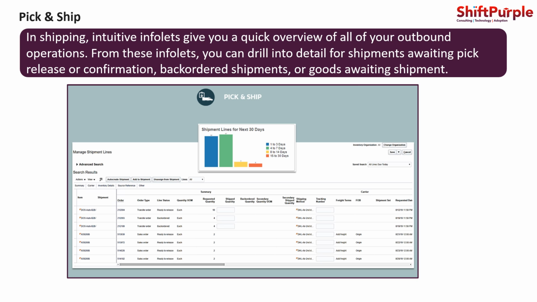We have seen the inbound part. Now outbound involves pick and ship as well. In shipping, intuitive infolets give you a quick overview of all your outbound operations. From these infolets, you can drill into the details for shipments awaiting pick release and confirmation, or back-ordered shipments, or goods awaiting shipment. So these infolets are pretty helpful.